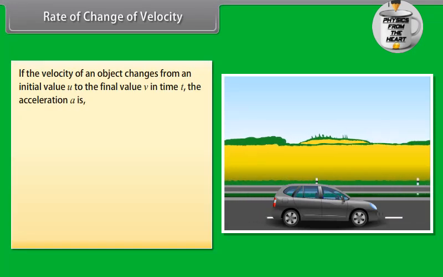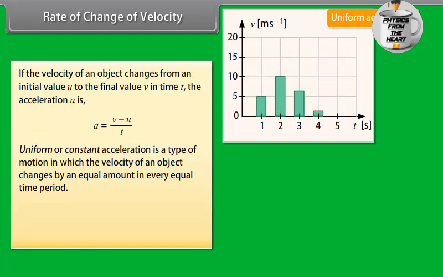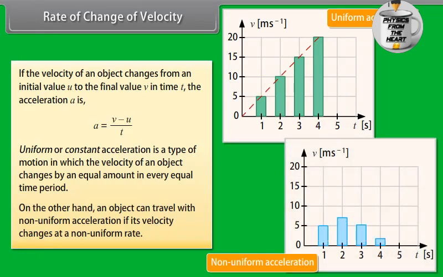If the velocity of an object changes from an initial value u to the final value v in time t, the acceleration a is (v minus u) upon t. Uniform or constant acceleration is a type of motion in which the velocity of an object changes by an equal amount in every equal time period. On the other hand, an object can travel with non-uniform acceleration if its velocity changes at a non-uniform rate.